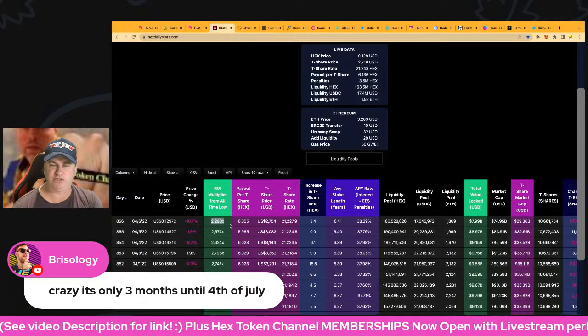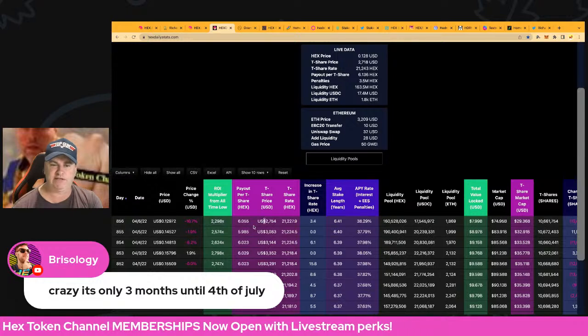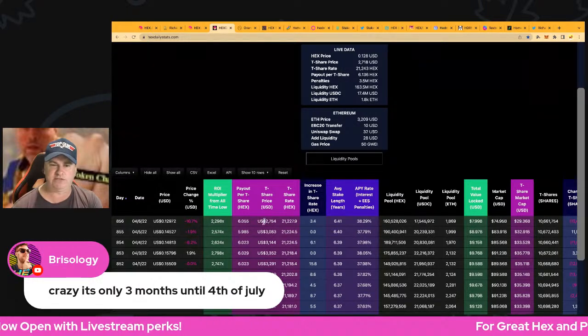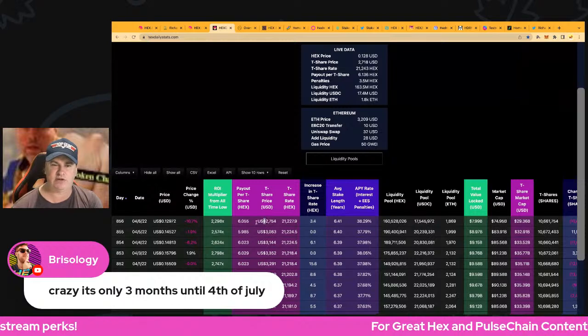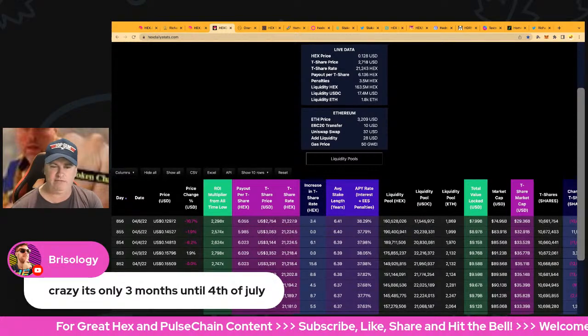So obviously, if Hex returns to its all-time high price, then a T-share will not cost you $2,700. It will cost you about $11,000. So today, at the moment, the price is relatively cheap to get T-shares. So just remember that one. The T-share rate's only going up and to the right. So cool, we're going to jump over. I think we're going to leave that topic.